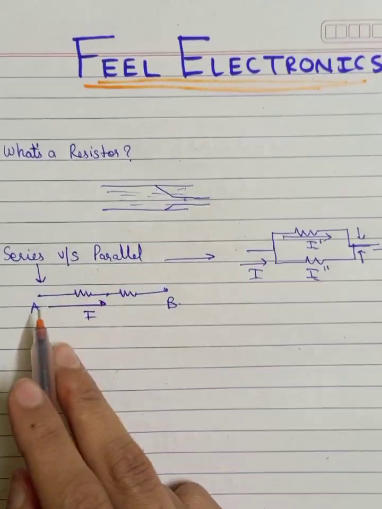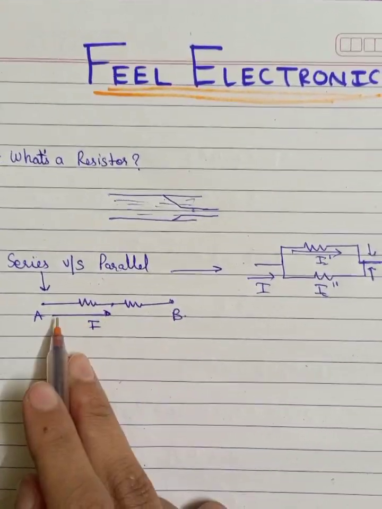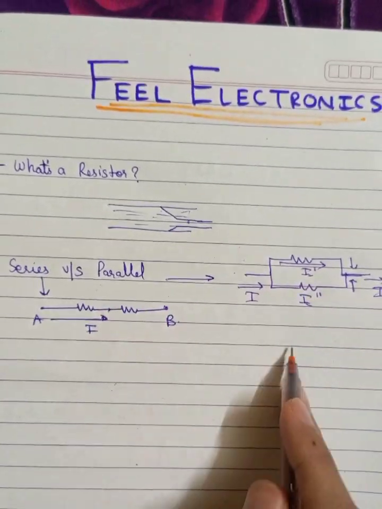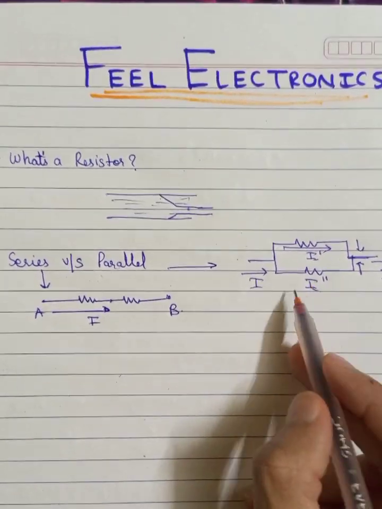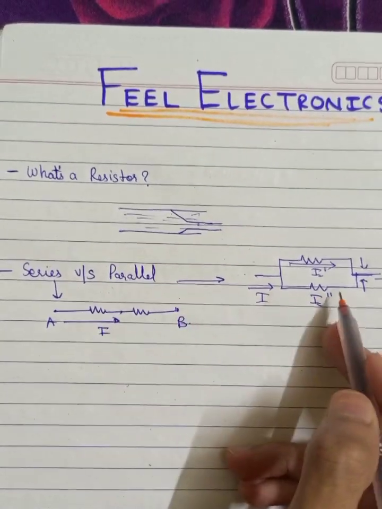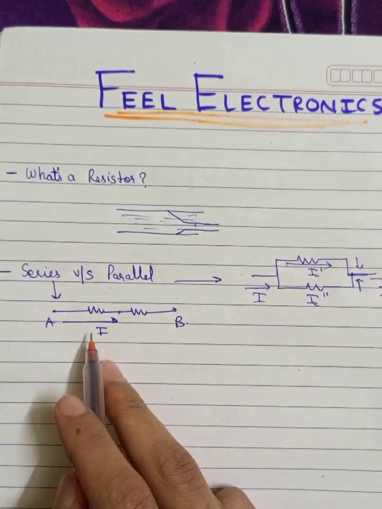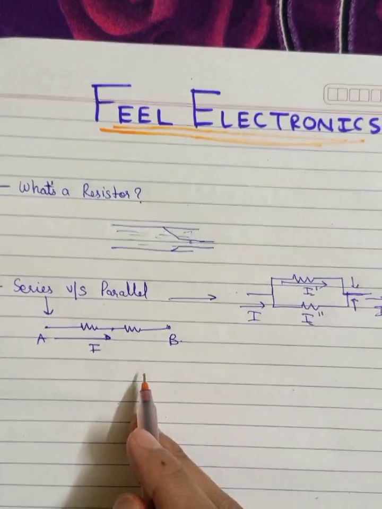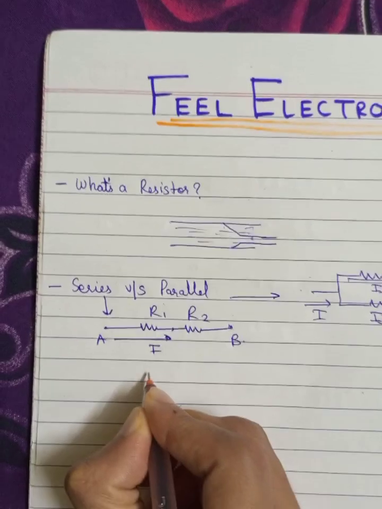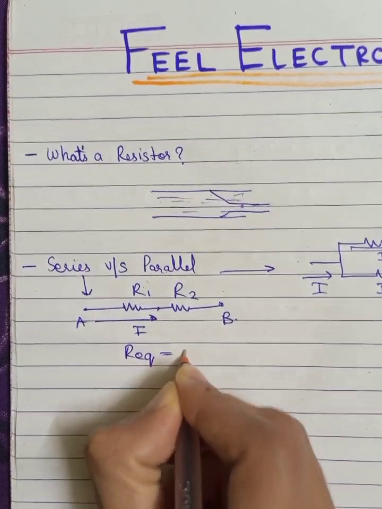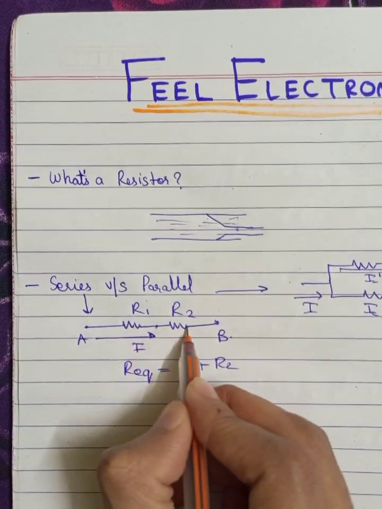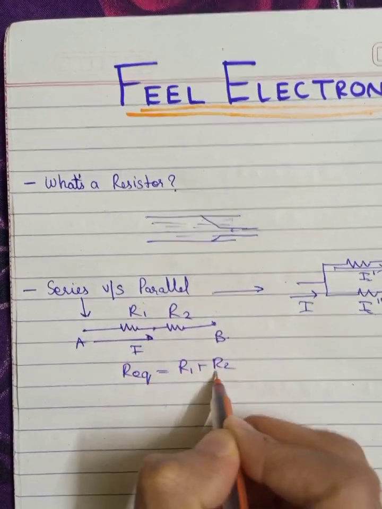So the main difference is that current passes one at a time in series resistance, and current gets divided in parallel resistance. You have to keep this in mind because later the relation between series and parallel resistance, current in series and parallel resistance, and voltage drop across series and parallel resistance come into consideration. Also, in series, let's suppose this is R1 and R2. If you want to find the equivalent resistance, it will be R1 plus R2. As I've mentioned, the current flows one at a time, so the equivalent resistance is the sum of R1 and R2.